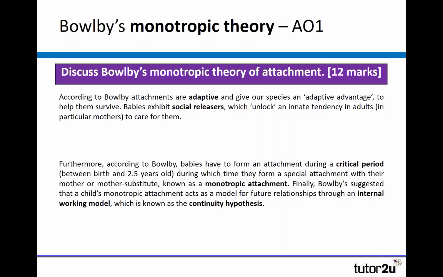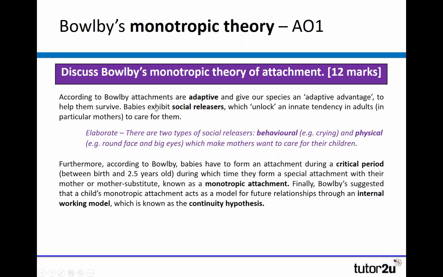And you might think, okay, we've explained everything. It might be nice, if you're a quick writer in particular, to expand on some of those ideas. So you could elaborate some. You could say, well, social releasers are broken into 2 different types. We get behavioural ones, which are things like crying, and physical ones, like having a cute round face and big eyes, and that's what makes mothers want to care for their children. Okay, so that would nicely elaborate that idea.